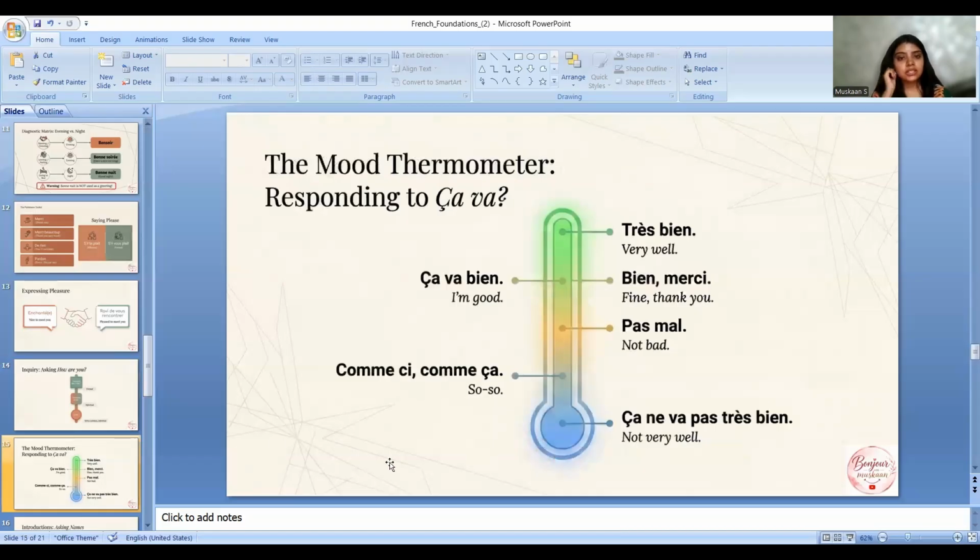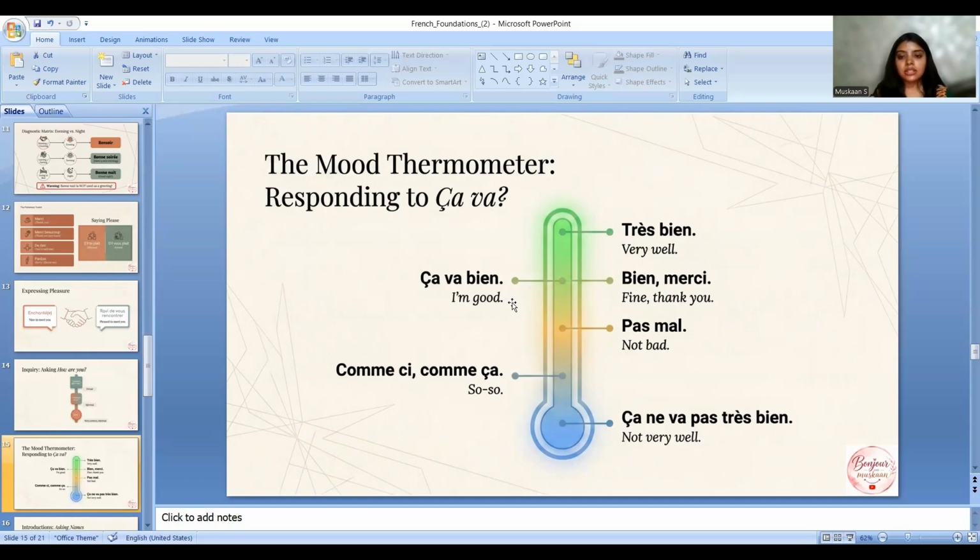Now let's move forward and see the mood thermometer. Like, how do you talk about your mood? If you are feeling very good, or you are not so good, or it's in between. How do you say that? First let's do the common one. I am good. It is "Ça va bien." We have already done the question before that, "Comment ça va." You can respond to that with "Ça va bien." "Ça va bien" means I'm good.